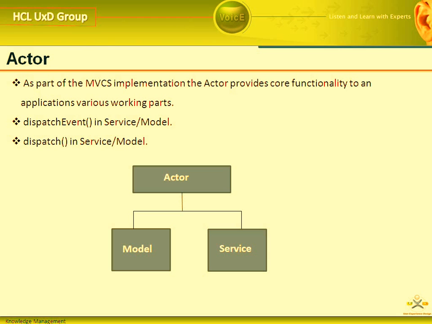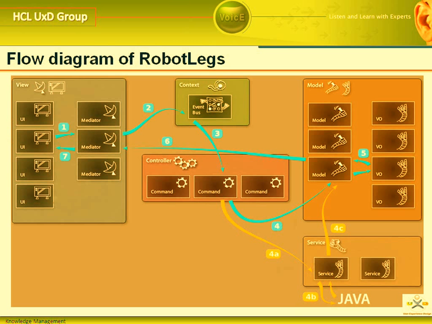For example, if you observe the diagram, depending upon requirement, either a service or a model can extend an actor whenever the control has to be transferred to a mediator. This is all about the actor class.